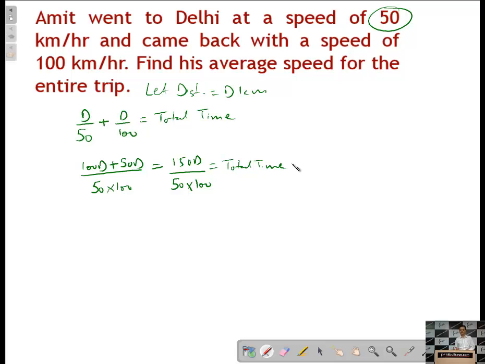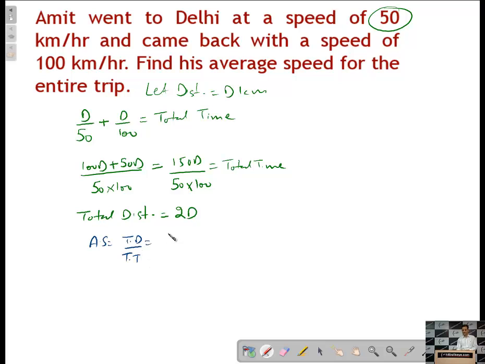And what will total distance be? For going and coming, it will be 2d, because distance will be d kilometer, so total distance is equal to 2d, d plus d. And after that, we will apply the formula: average speed is equal to total distance by total time.